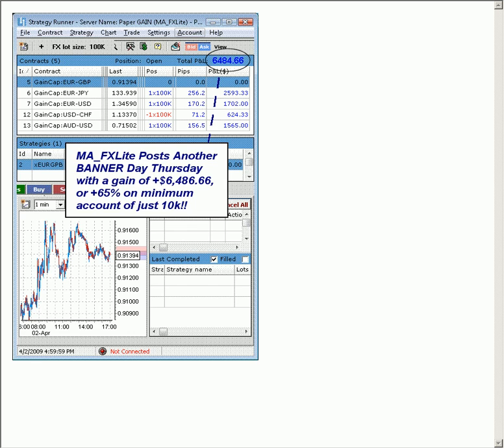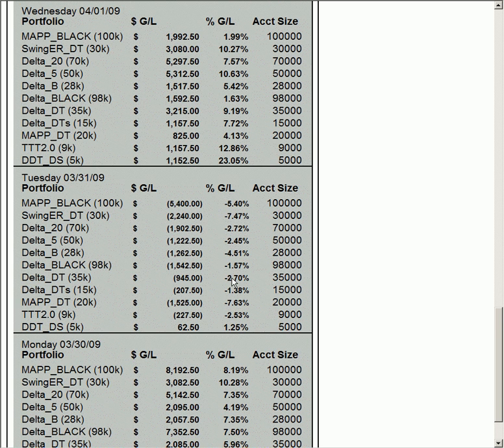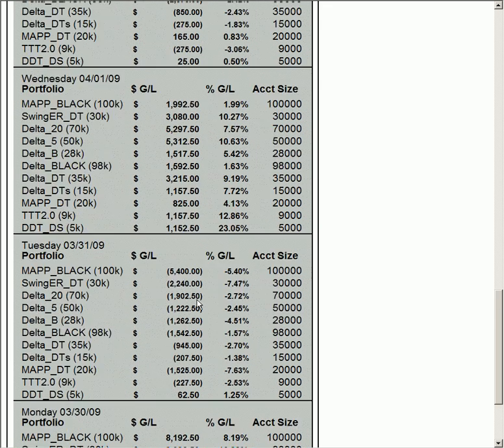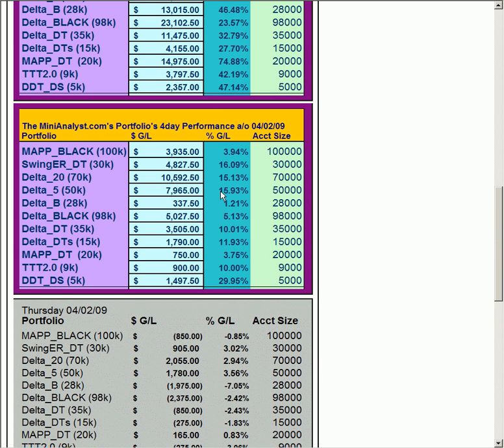And let's see. Oh, look at this. Well, here was Monday. We had a nice day on Monday, up $8,000 for the Black. The Swinger DT was up 10%, was the leader for the day. We did take a loss in most of our portfolios, small losses, about half of the gains of the day prior. And then Wednesday was a nice banner day move, especially for our Dual Day Trader DS. Our dual day traders continue to just outperform the lion's share of our portfolios, with the exception of the MAP DT, which continues on.